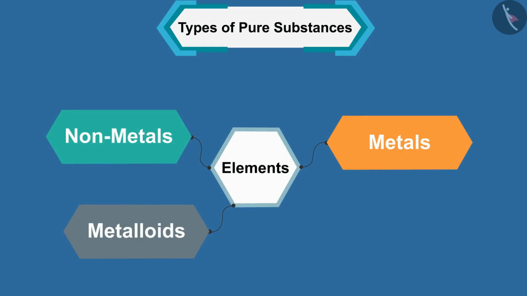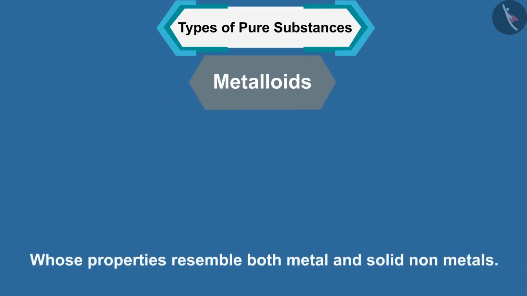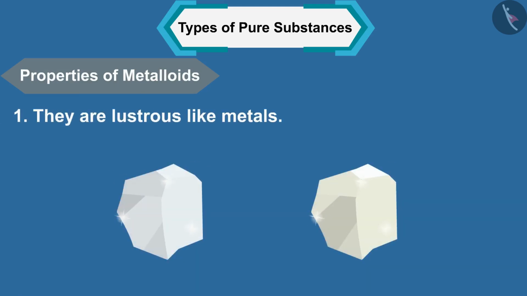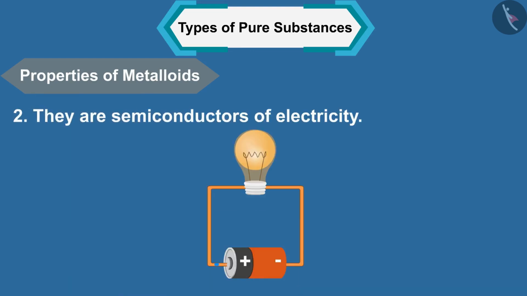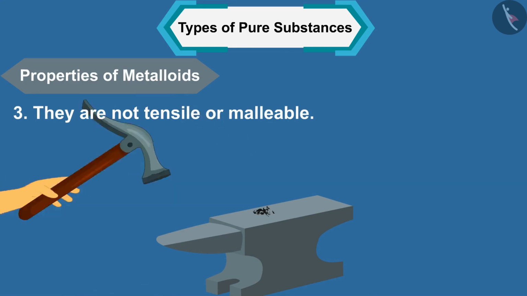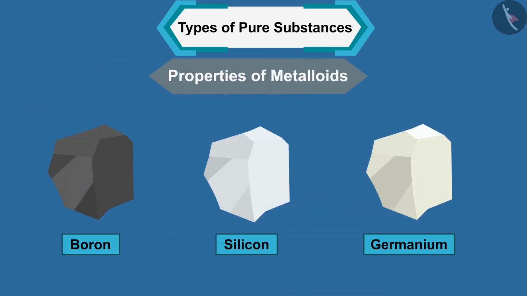And finally, metalloids are substances whose properties resemble both metals and solid nonmetals. They are lustrous like metals. They are semiconductors of electricity. They are not tensile or malleable. Boron, silicon, germanium, etc. are examples of metalloids.